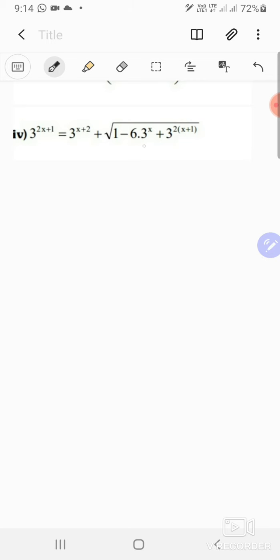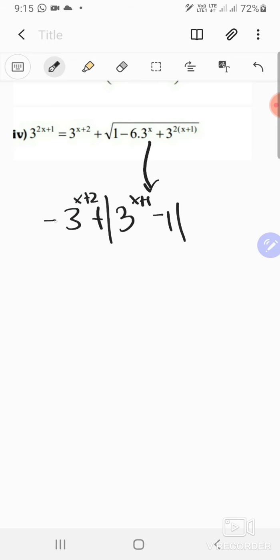Okay, so look at that. This thing is nothing but the square of 3 to the x plus 1 minus 1, right? It's the square of that thing, and then you take the square root of that. That basically gives me the magnitude of this thing, plus 3 to the x plus 2 is equal to 3 to the 2x plus 1. Okay, so what do we do with that now?